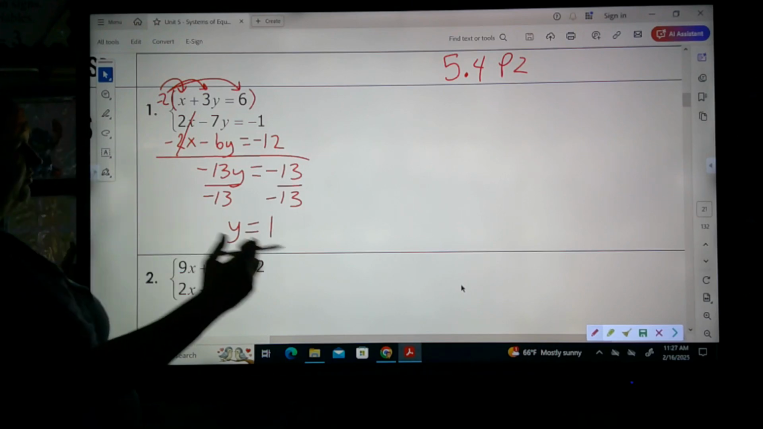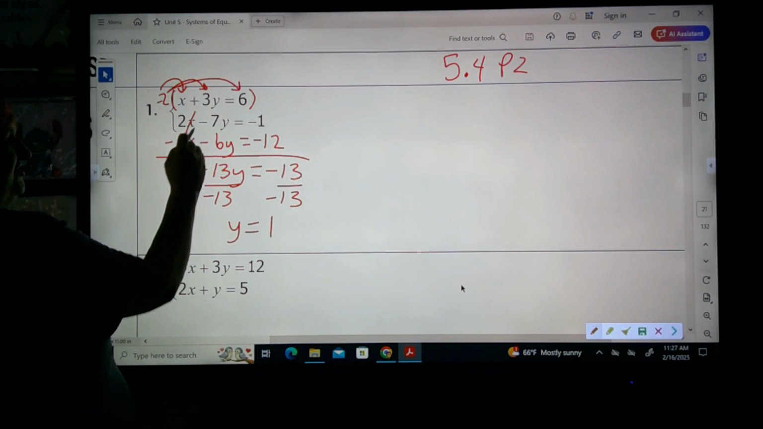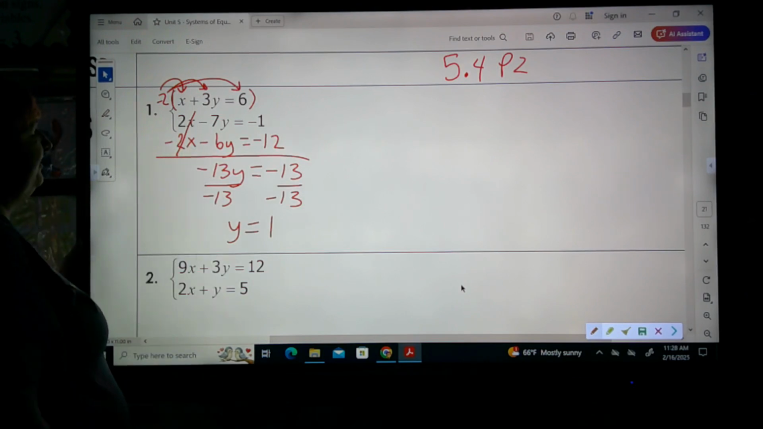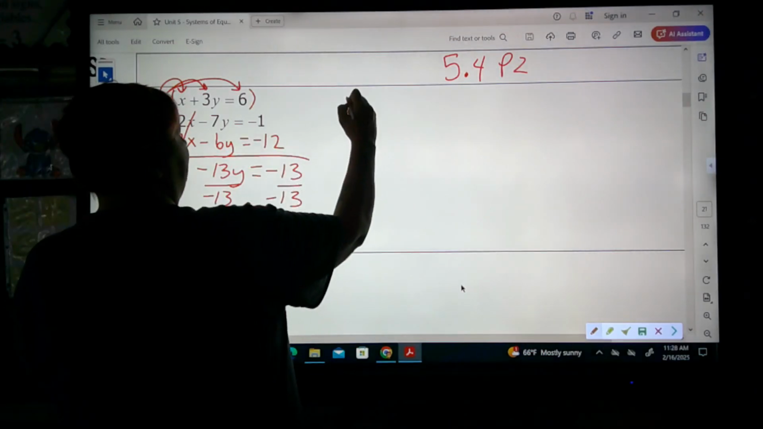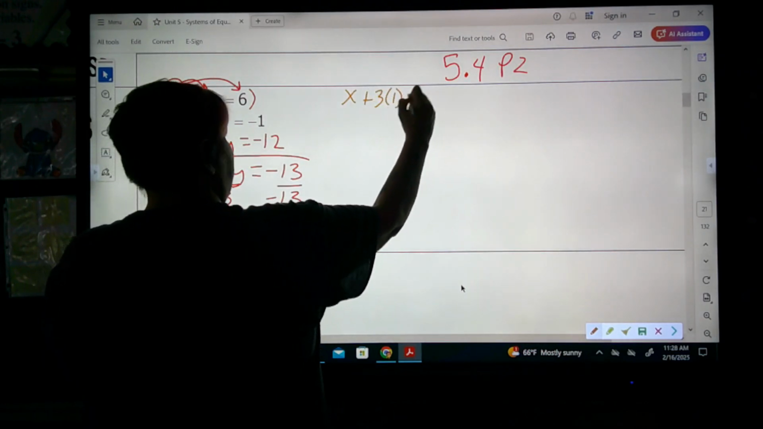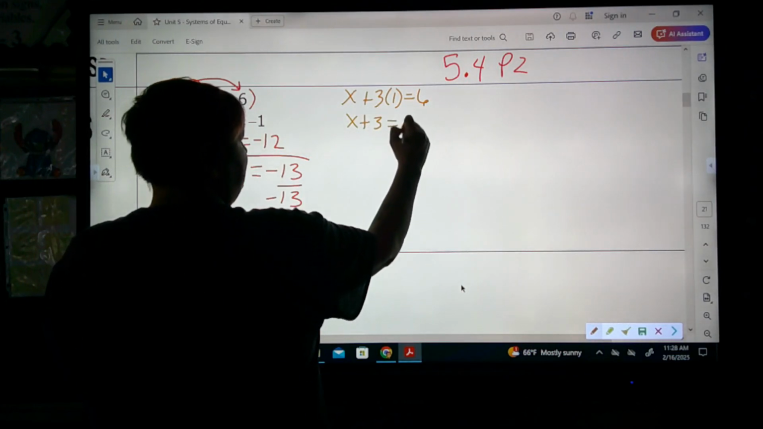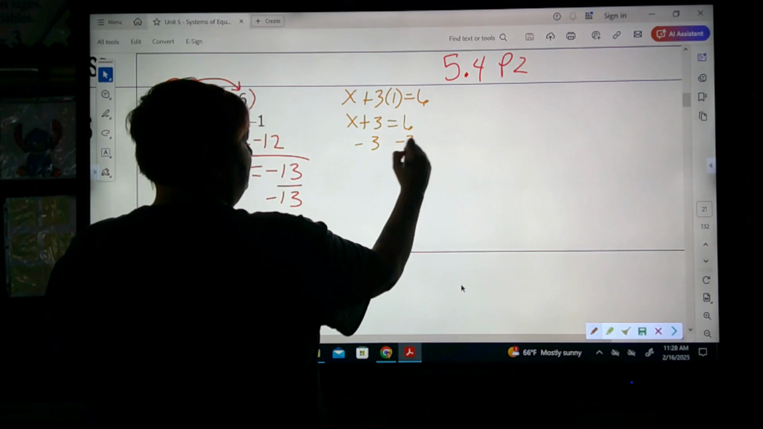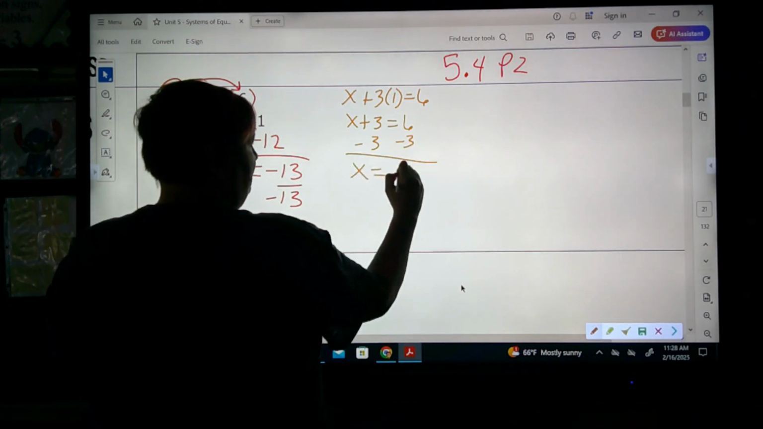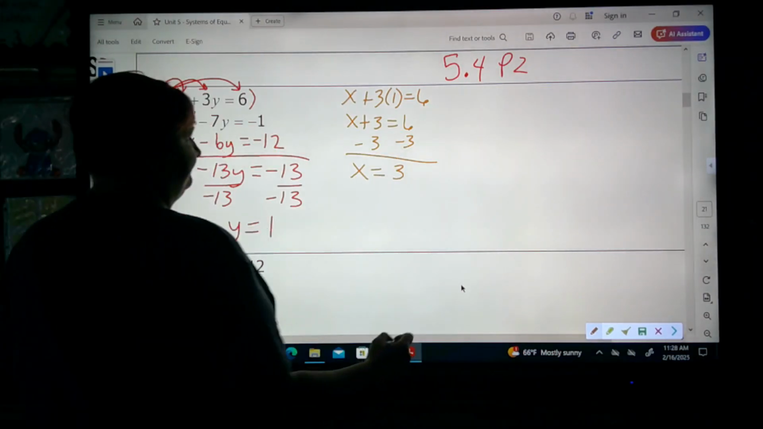Let's find out. We're going to put it into all 3 equations. The original 2 equations and the equation we created. Let's see what happens. Alright, so x plus 3 times 1 equals 6. We end up with x plus 3 equals 6. Subtract 3 from both sides. X equals 3. Let's see if we get x equals 3 on all of them.